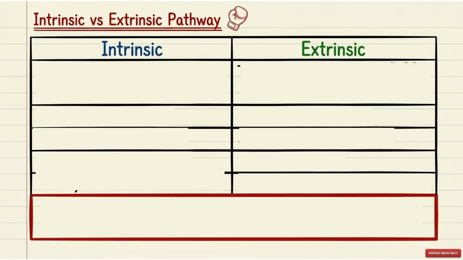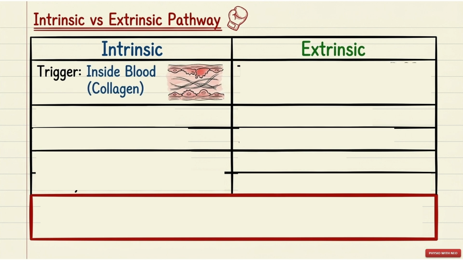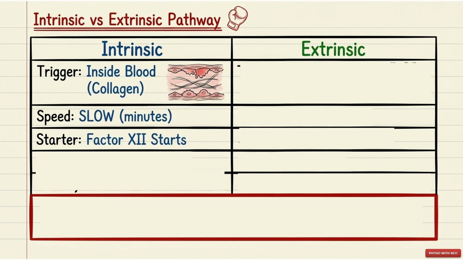By the end of this video, you will be able to redraw the entire coagulation cascade in 20 seconds. This is the slide that removes 90% of students' confusion, the difference between intrinsic and extrinsic pathway. Intrinsic. It triggers by blood injury inside the blood vessel. The speed is slow. It starts with factor 12. It is having a longer path.